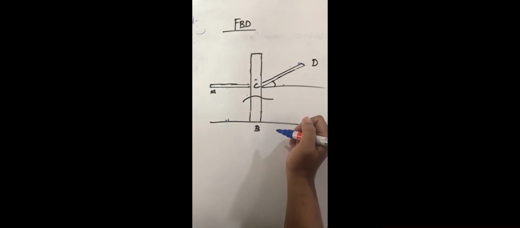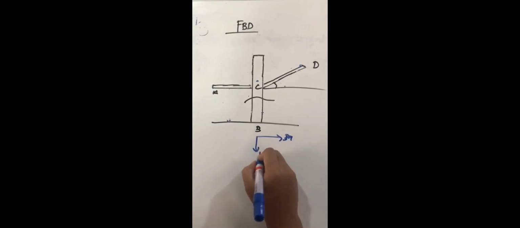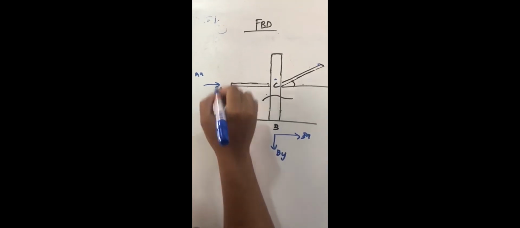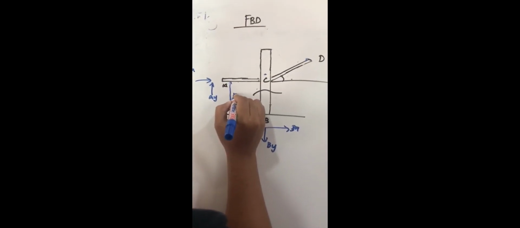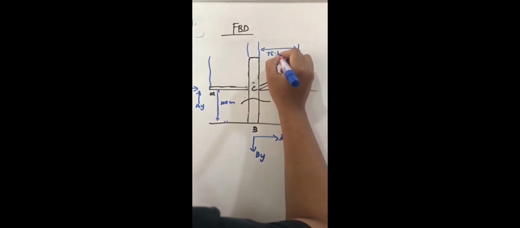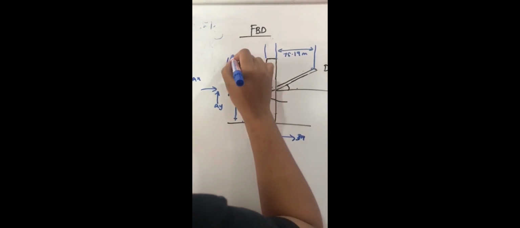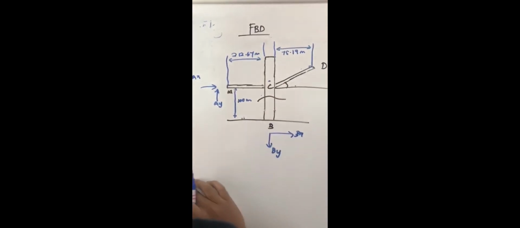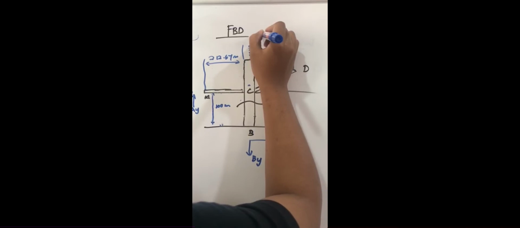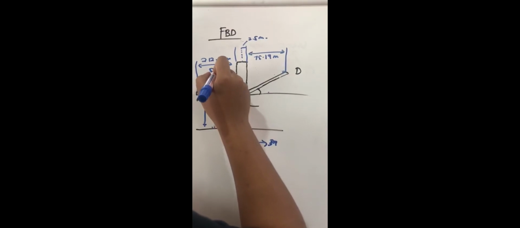So we have to find the reaction forces Bx, By, Ax, Ay. The distance is 100 meter. From here to here is 75.19 meter. From here to here is 212.67 meter. From this is 2.5 meter. So the force on the bridge is 50 kilonewton.